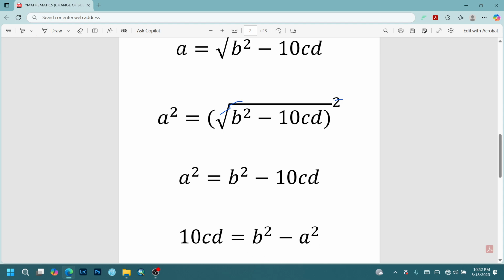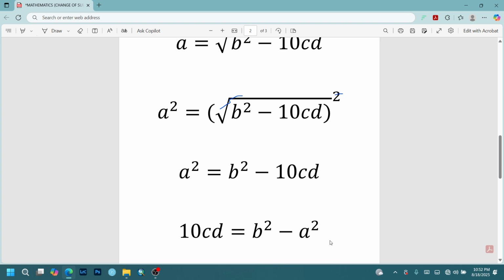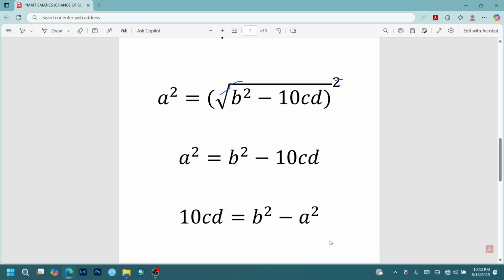Equals to, we maintain where the B square is, and this A square is positive. So A square being positive will also cross the equal to sign to the other side of the equation, and it will also change its form and become a negative number. So A square crossing the equal to sign will become negative A square. So we are going to have our equation to be 10CD equals B square minus A square.